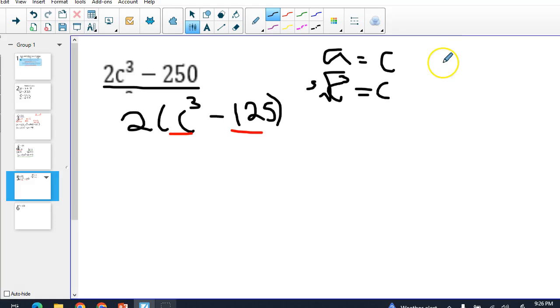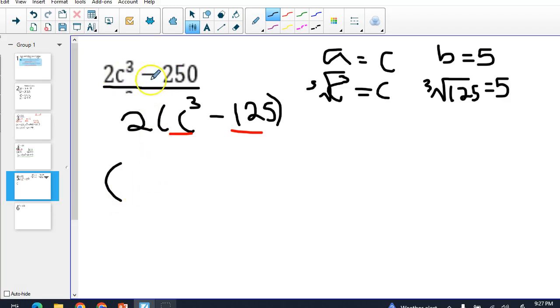Apologize a little bit for the handwriting there. And our b value is going to be 5, because the cubic root of 125 is equal to 5. Alright. Now we take our a and our b, plug them in. So we have a minus here. So we're going to have a minus b, so c minus 5.